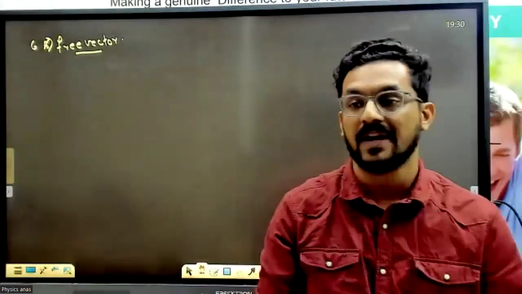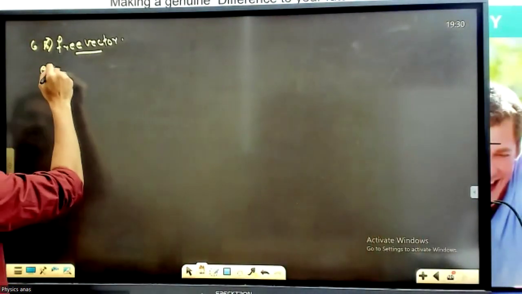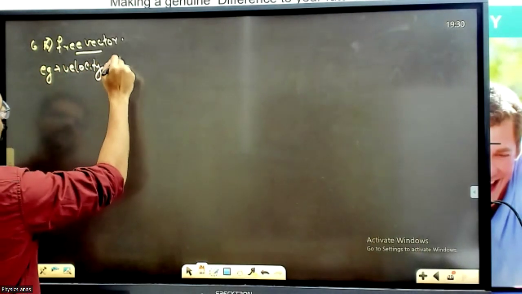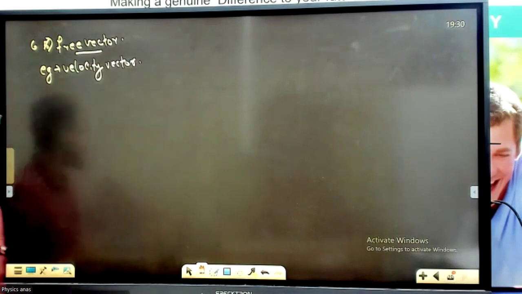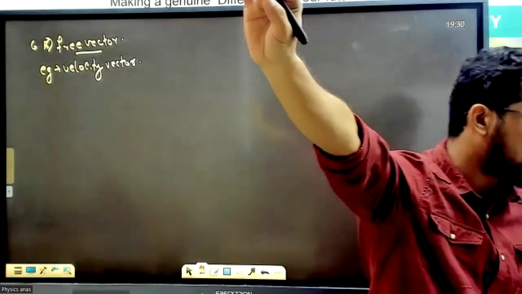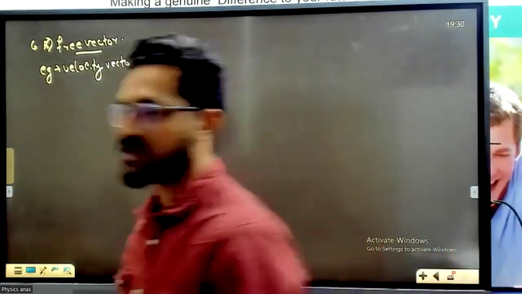Example, velocity vector. You can displace a velocity vector to another point. That's the example: velocity vector. You can take a velocity vector and displace that to some other point. Okay, collinear vector, next one.